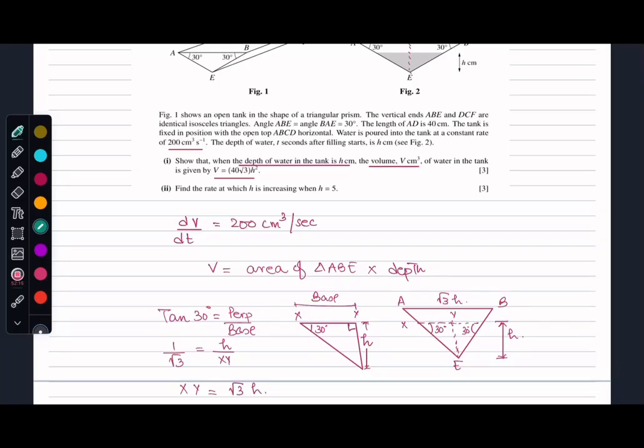Second part, find the rate at which h is increasing. Find the rate at which h is increasing when h is equal to 5.